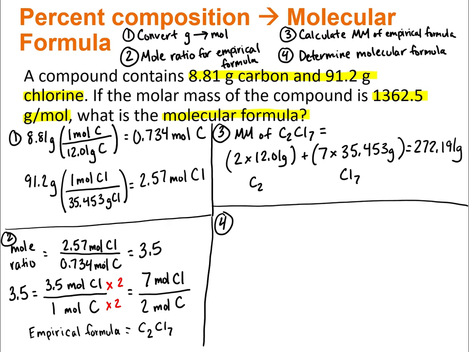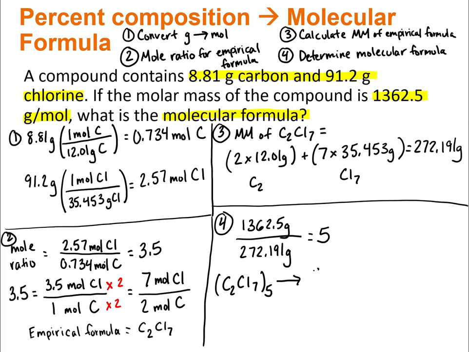Final step, we take the molar mass of the molecular formula. And that was provided in the problem. We divide that by the molar mass of the empirical formula that we calculated. That gives us 5. So we're taking that empirical formula and multiplying it by 5. Two times 5 is 10. 7 times 5 is 35. That's our molecular formula.